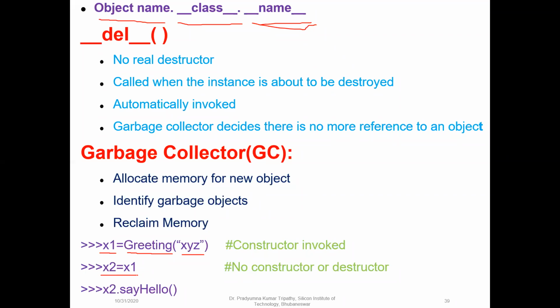So memory allocation, identifying what has not been used, and deallocating to reclaim the memory are all done by the garbage collector. Right? So the garbage collector is responsible for any memory that is allocated for an object, and for reclaiming those memories once the object is deleted or no longer required.